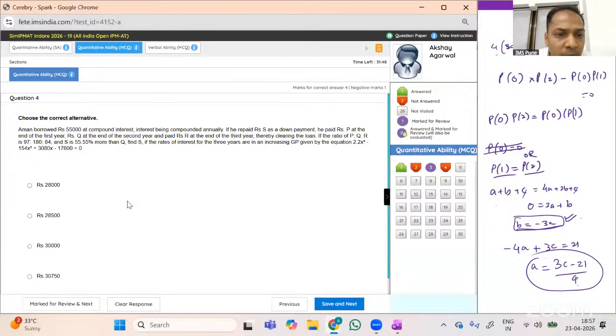Aman borrowed 58,000 at compound interest. He repaid S as down payment and he paid T at the end of first year, Q at the end of second year, and rupees R at the end of the third year. I'll come back to this later.